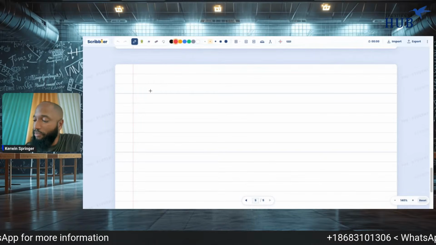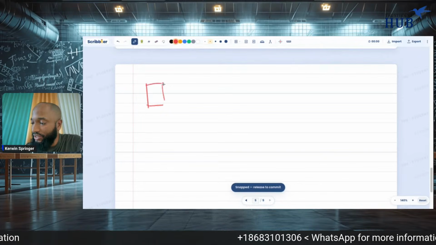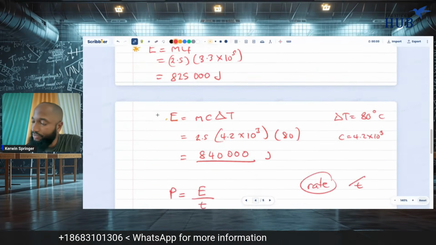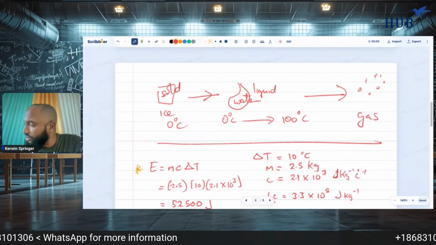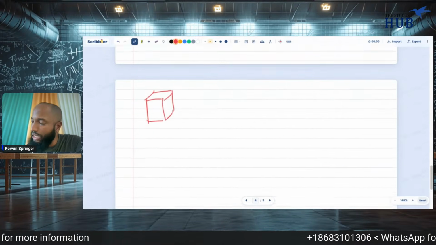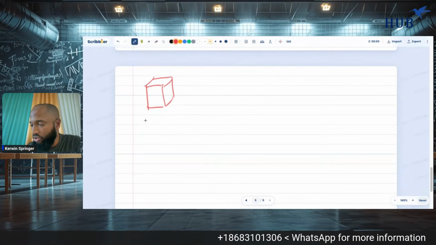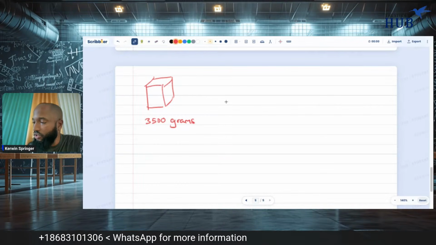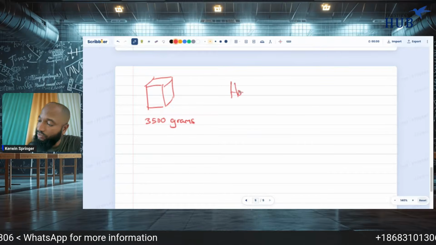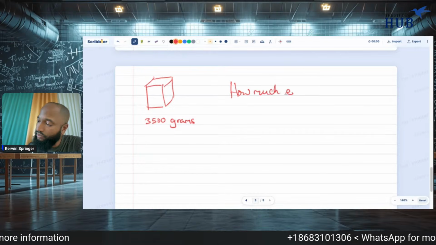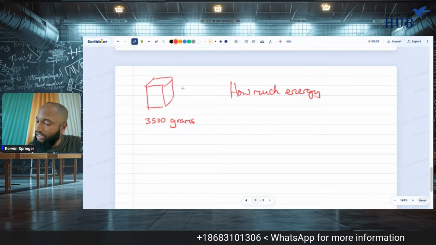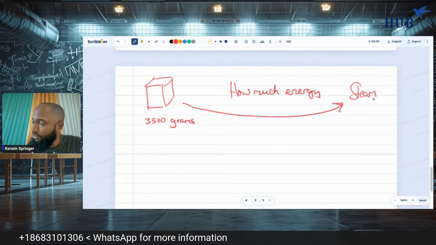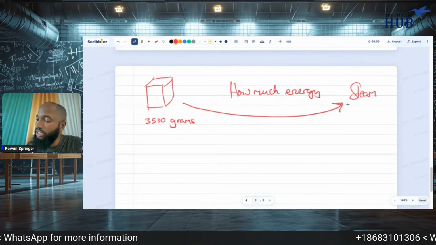If they give you a mass of ice, and the mass of ice is, hang on a second, what do they have? Joules per kilogram. So the mass of ice is 3,500 grams, and they want to know how much energy is needed to take this block of ice and change it completely into steam. How much energy is needed for that?